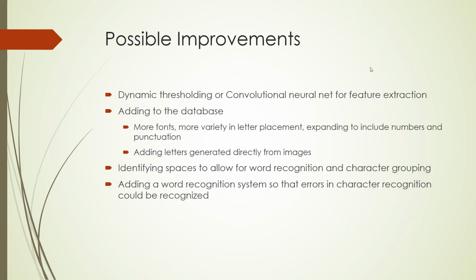So some of the improvements that can be done: dynamic thresholding or convolutional neural nets to be used for the image processing and pre-processing side, just to be a little bit more dynamic and better at feature extraction. Also for the database side, just representing more information, and also doing almost like a feedback system where the correctly labeled letter images taken from images themselves, feeding those into the training data would also improve the percentages.